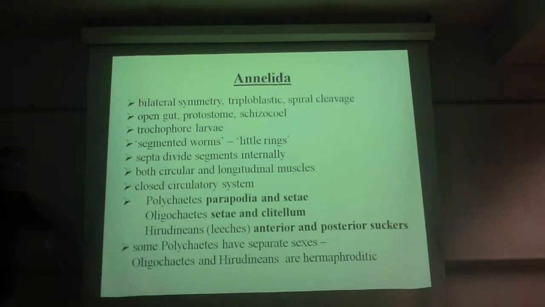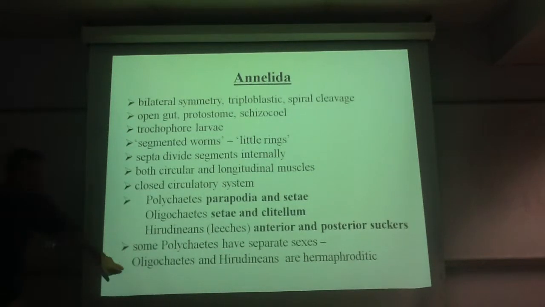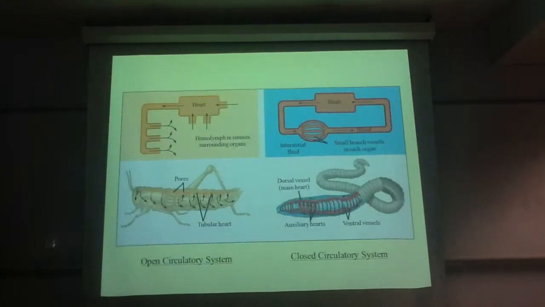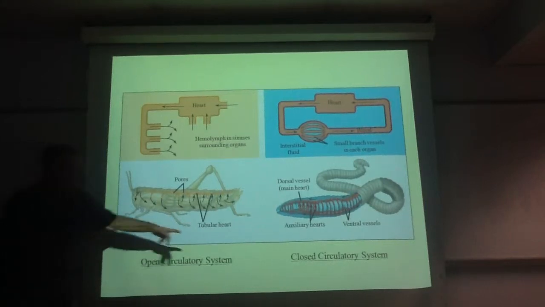Some polychaetes, a few of the polychaetes have separate sexes, but these guys, oligochaetes and hirudineans, are all hermaphroditic. So earthworms are both male and female, right? The leeches up there are both male and female. This shows you an open versus a closed circulatory system.